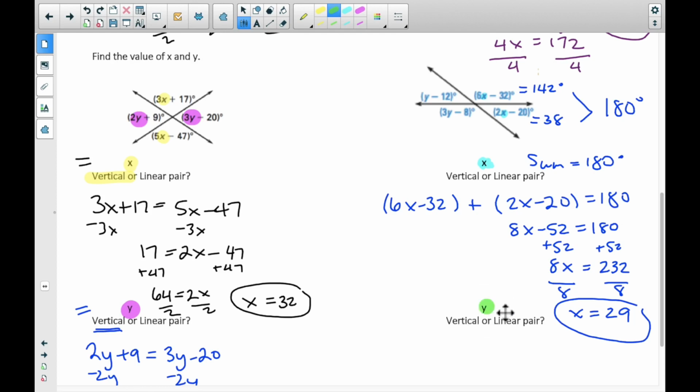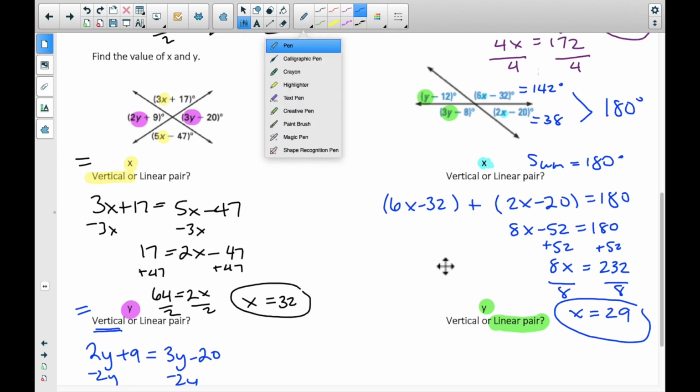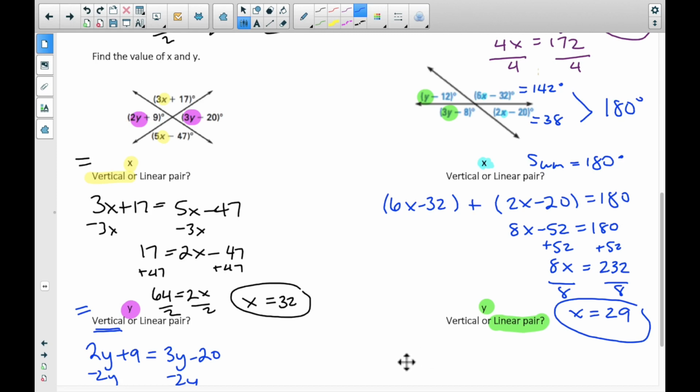Okay, last problem, we're looking for y. Here's y, here's y. What do you think? Is that a linear pair or vertical angles? Once again, that's a linear pair. Linear pairs have to add up to 180. So I'm going to add those two expressions together and set it equal to 180.